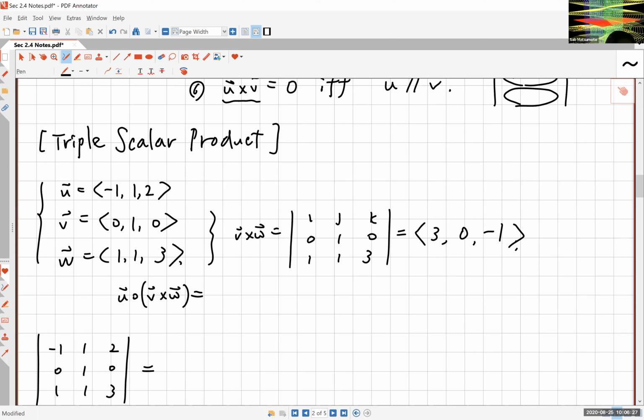Now, let's try to take the dot product. Keep this in mind. We're taking the dot product of u with the cross product of v and w. So u dot v cross w. This will be the definition of the triple scalar product of u, v, and w. But this will be negative 1, 1, 2, dotted with 3, 0, negative 1, right? Okay, so what is that?